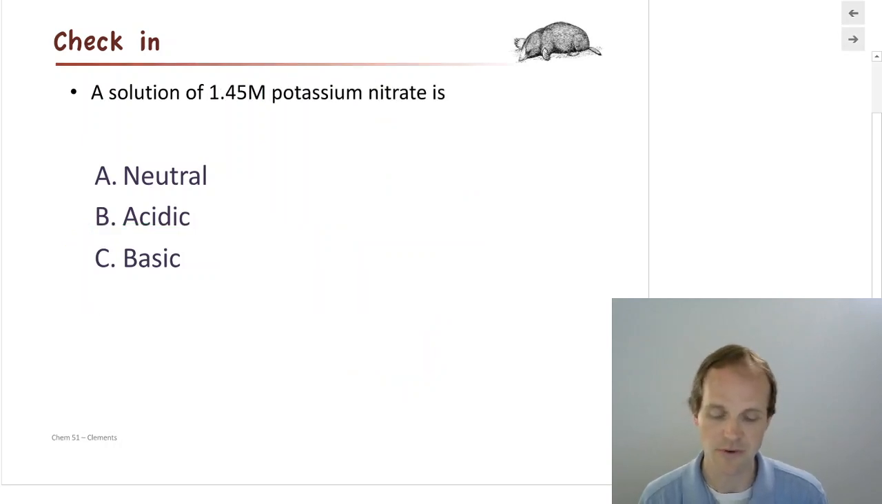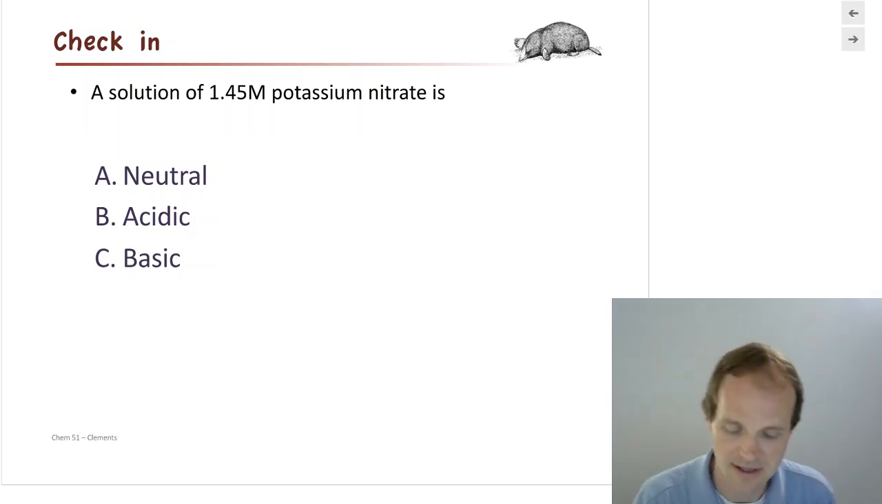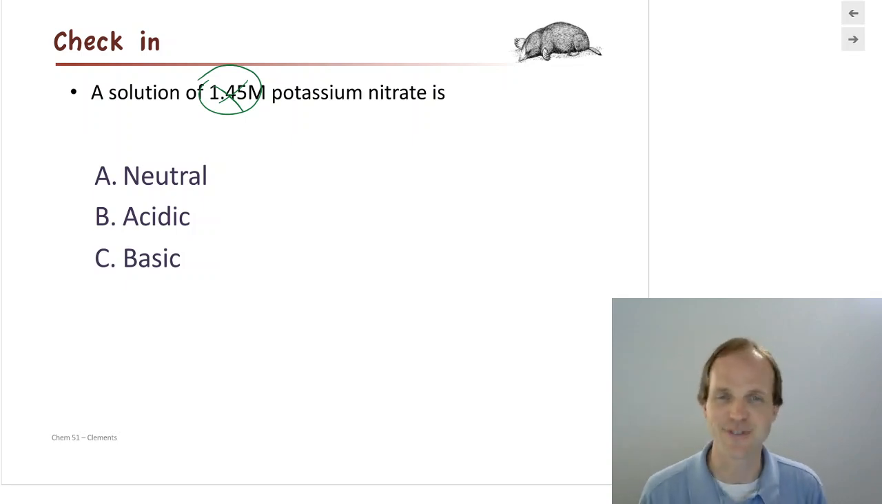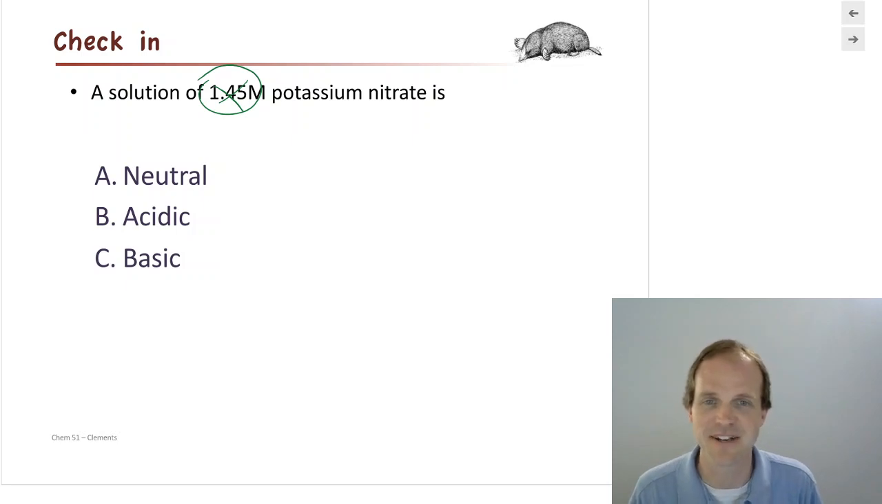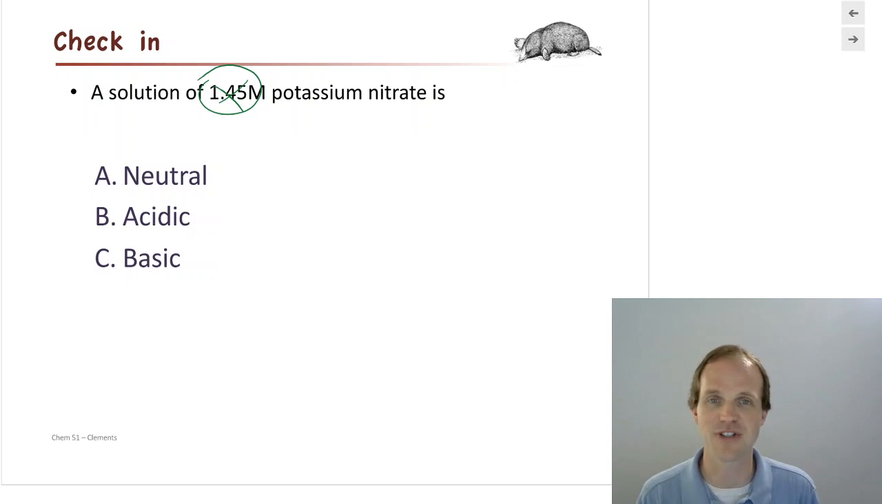A solution of 1.45 molar potassium nitrate is... ignore those numbers. We're not trying to actually calculate it here. Those numbers are just there to confuse you. Okay, they're not there to confuse you. I mean, people measure the molarity of these things. They might tell you these numbers, right? Your job in the world is not going to be to find information. Information is out there. Your job in the world is to figure out what information is important and what to do with it.